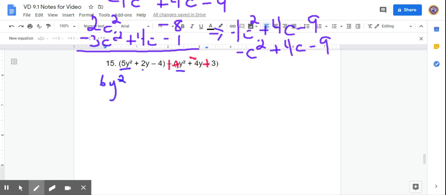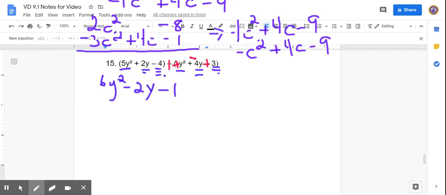Then you have 2y and negative 4y. Careful of that negative. 2 and negative 4 is negative 2. And now you have two constants, a negative 4 and a positive 3. Negative 4 and positive 3 is negative 1. There's your answer. Again, can we set it up vertically?